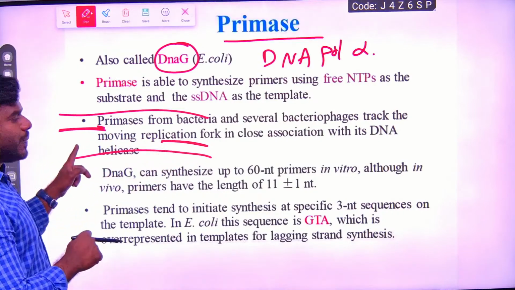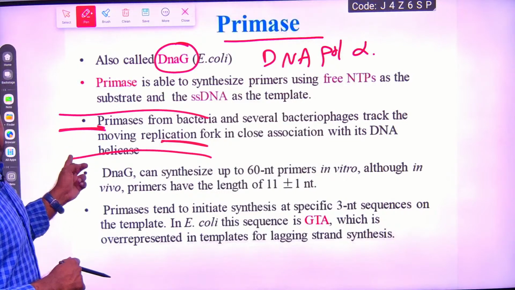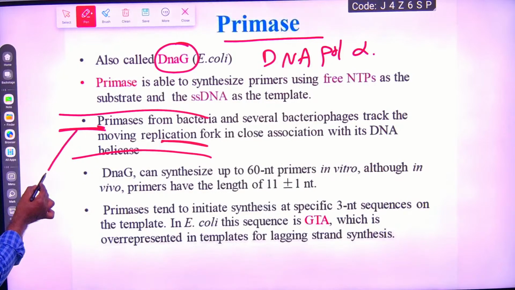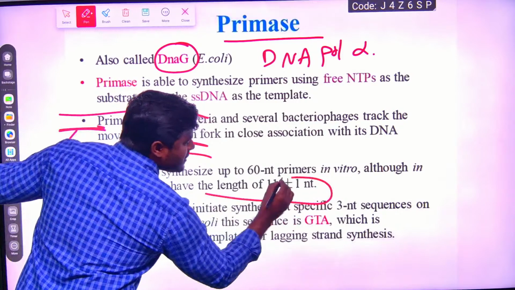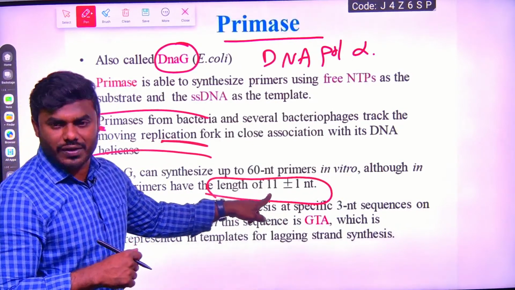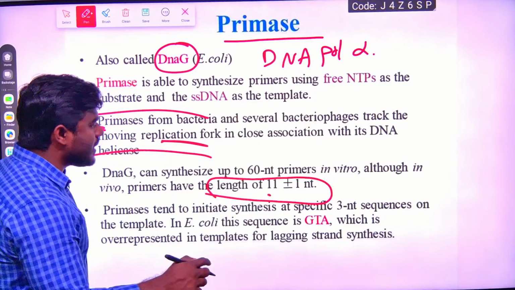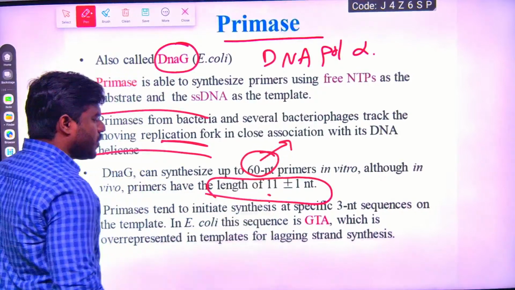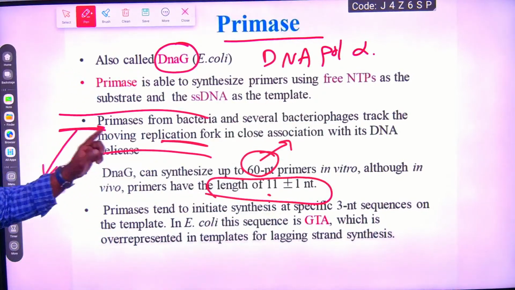Now the question is super clear. This particular primase, how many nucleotides is the primer composed of? The average length in vivo, in the body, is 11 plus or minus 1. That's all. Very small primer it is. In the case of a laboratory or in vitro, it is up to 60 nucleotides.